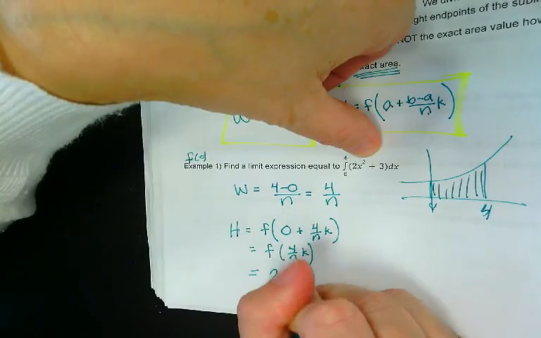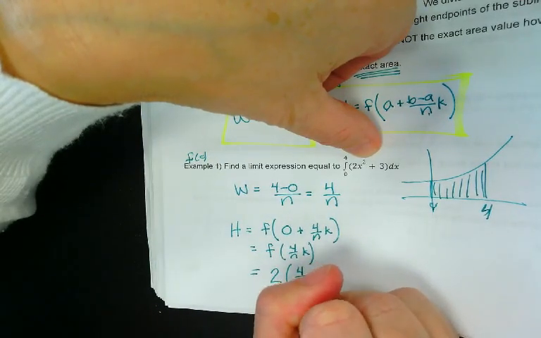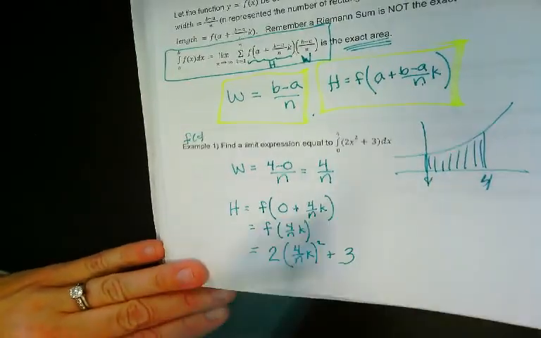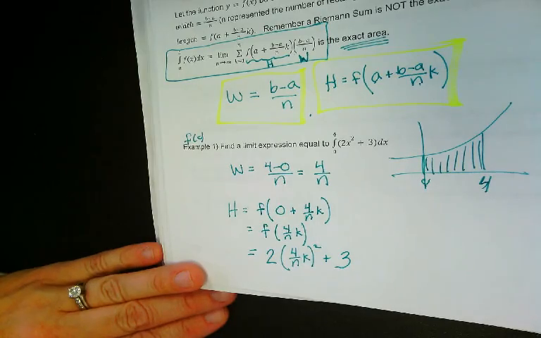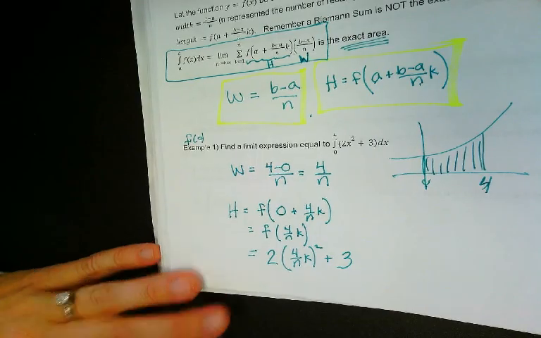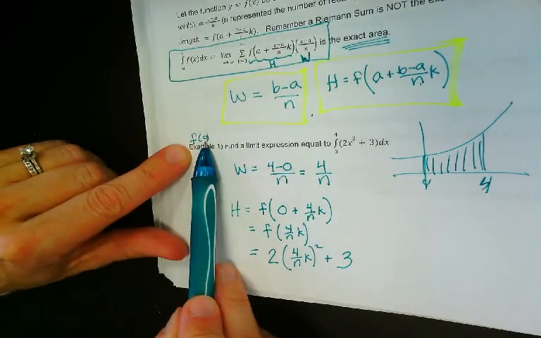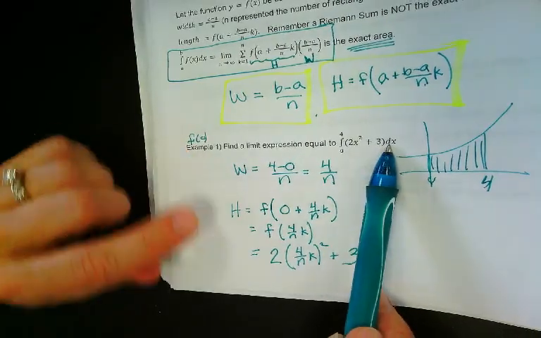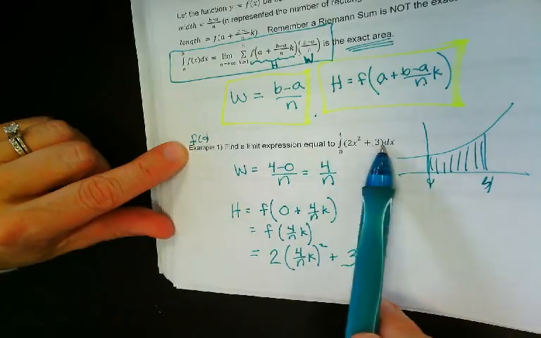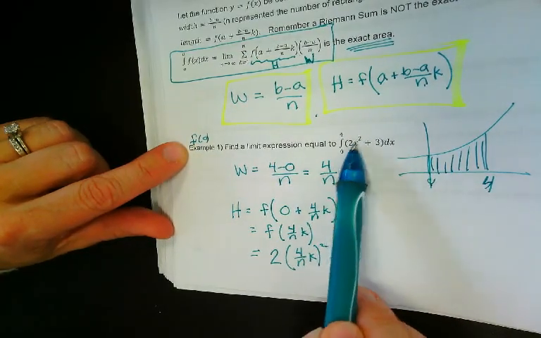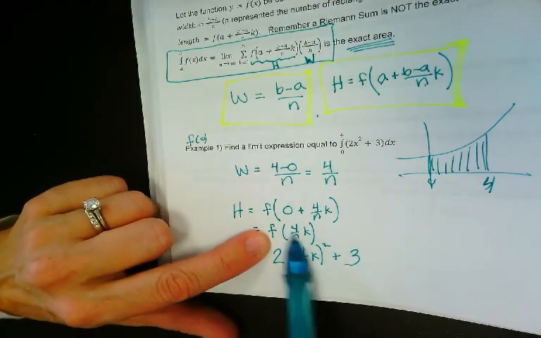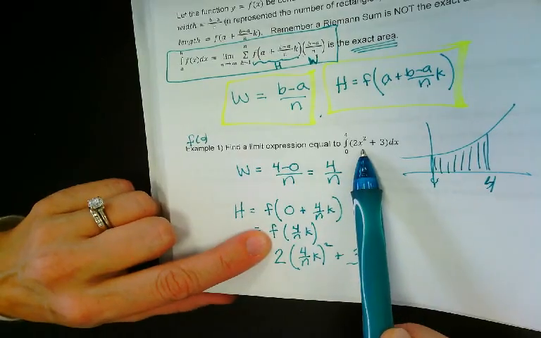So our height is equal to 2 times (4 over n k) squared plus 3. I'm plugging in this for my x. Function notation, right? If I said find f of 0, you would plug 0 into your equation. I'm using function notation. f of 0 means plug 0 into your equation, so I would just get 3. Now I'm plugging 4 over n k into my function, and I get this.